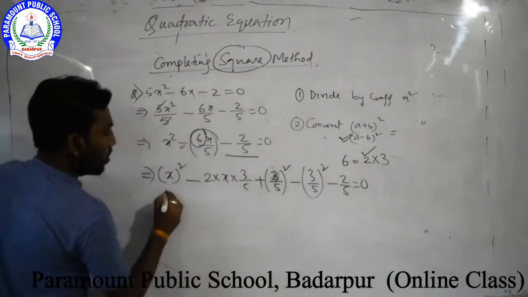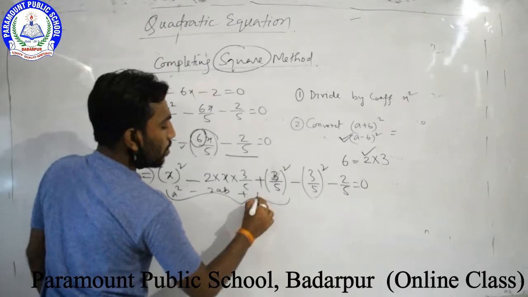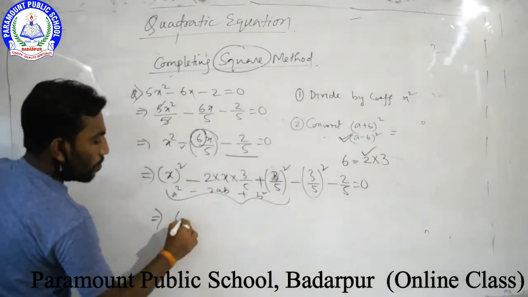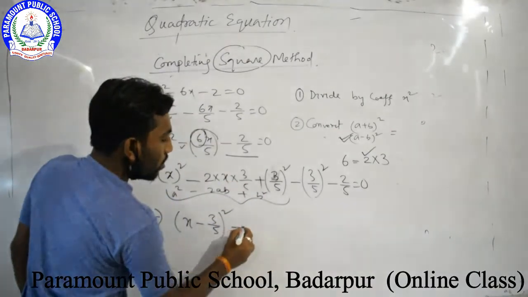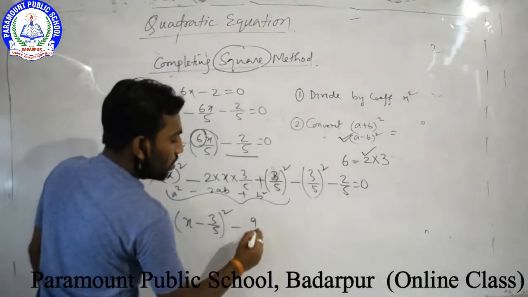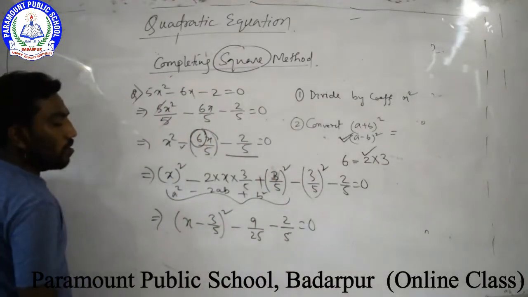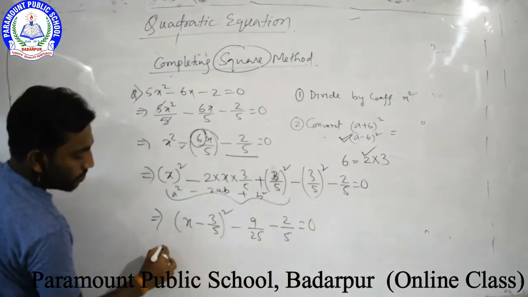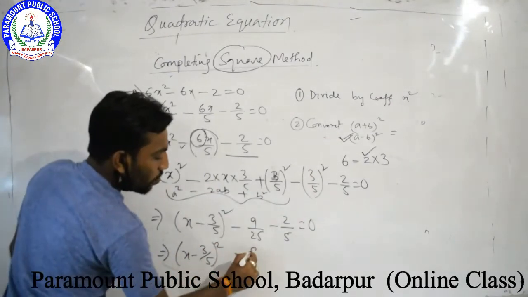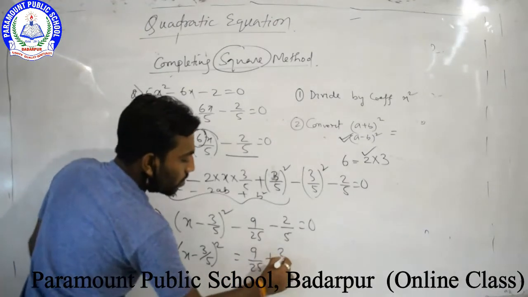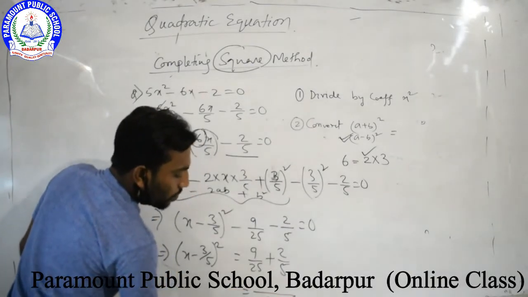Now this entire value you can see, this is nothing but in the form of a square minus 2ab plus b square. So we can write it a minus b whole square. And what is the remaining value here? 3 square is nothing but 9, 5 square is 25, minus 2 by 5 is equal to 0. Take this entire value on the right hand side. So this value will be remaining same, and if we take this side, it will become plus 9 by 25 plus 2 by 5. So if we take the LCM, it will become 25.